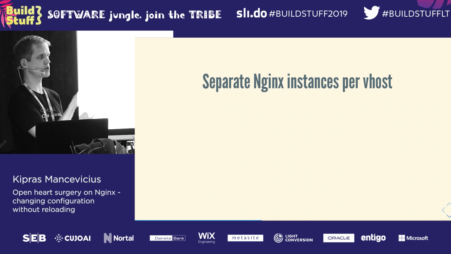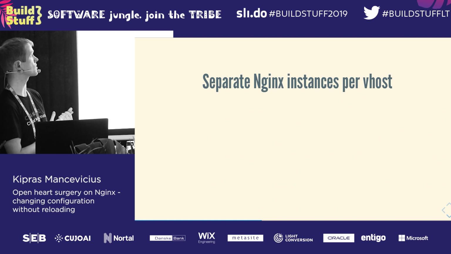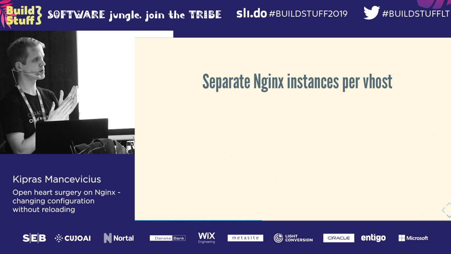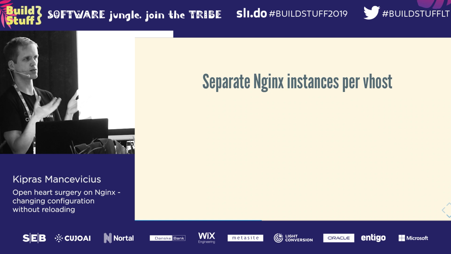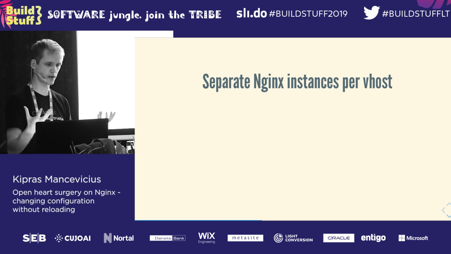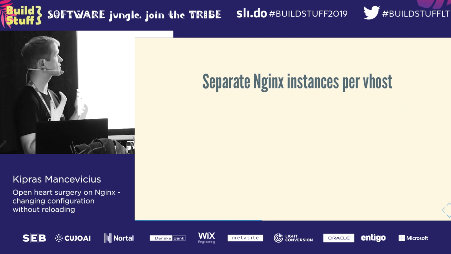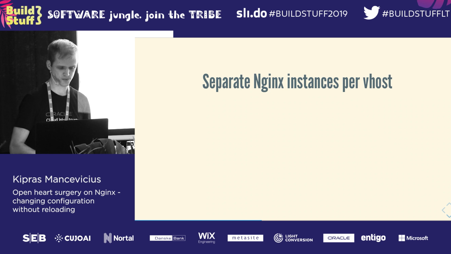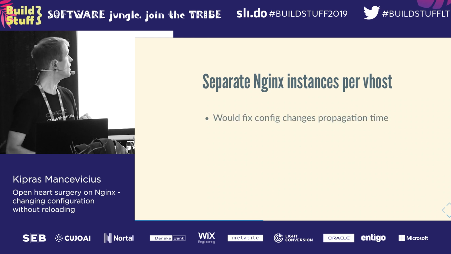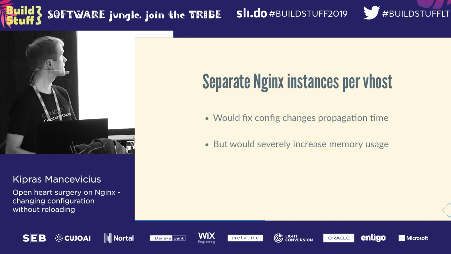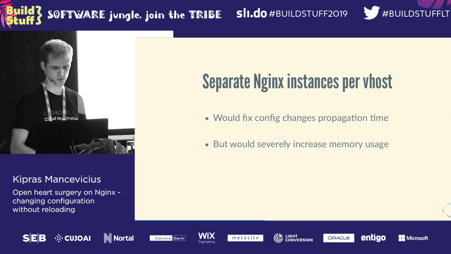For one client, the changes will apply pretty fast, because that's just a reload for that single Nginx instance, right? The problem, though, is that you'll have more memory usage, because each Nginx means a separate binary in memory, and anything that you would otherwise share. In some cases, that's just not a viable option, right? But yeah, it would fix the config changes propagation time, but would severely increase the memory usage.